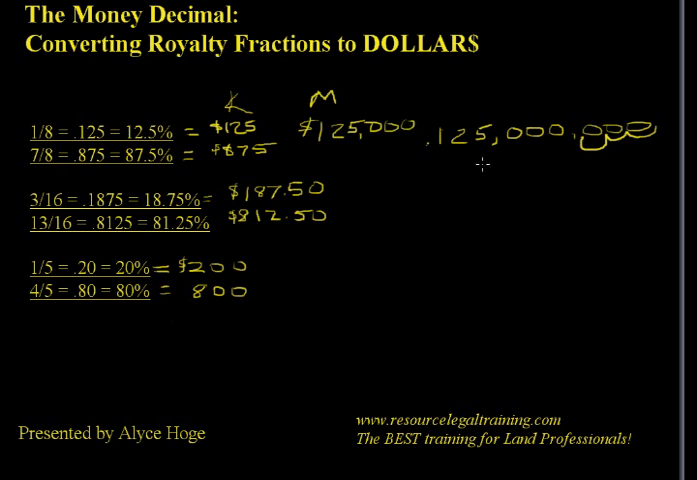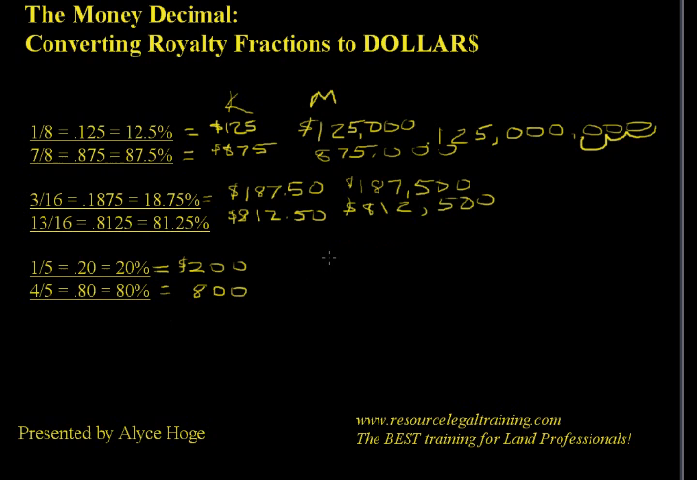$125,000. Okay. What's the lessee going to get, the oil and gas company? Well, we know it has to equal 1 million, so they're going to get $875,000. Let's do the same thing for the 3/16, the 0.1875. Instead of $187.50, they're going to get $187,500. And then the oil and gas company is going to get $812,500.